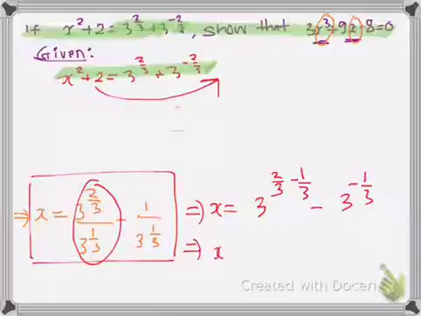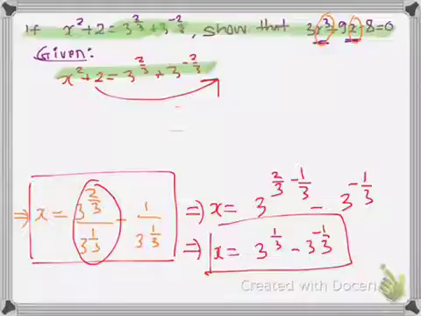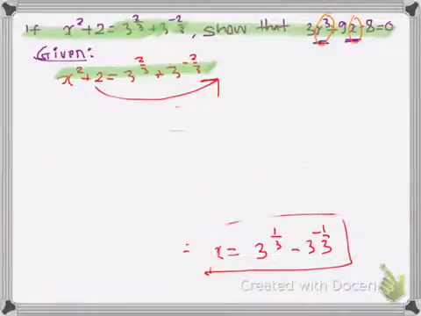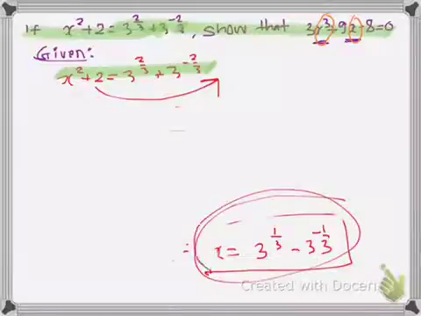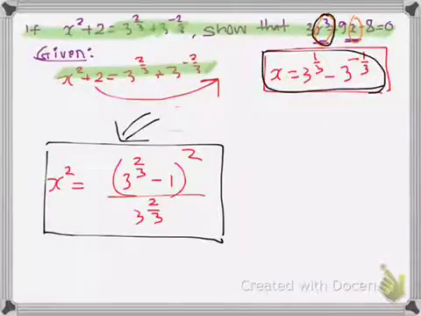This gives x is equal to 3 to the power 1 by 3 minus 3 to the power negative 1 by 3. So our value for x is 3 to the power 1 by 3 minus 3 to the power negative 1 by 3. So let us write this safely somewhere so that it won't be erased. I'll write it over here.